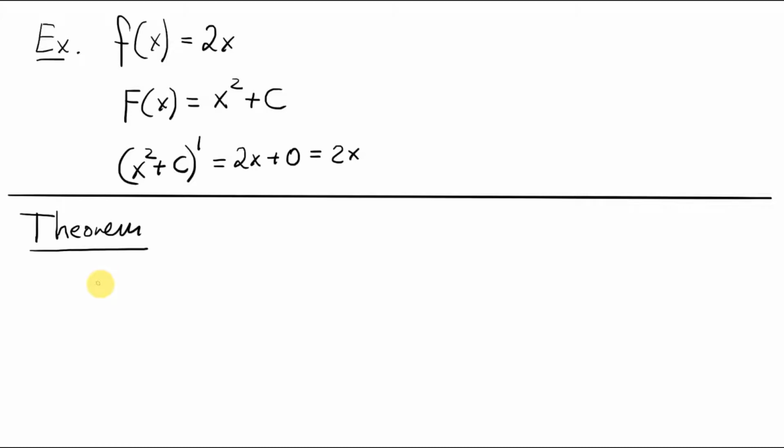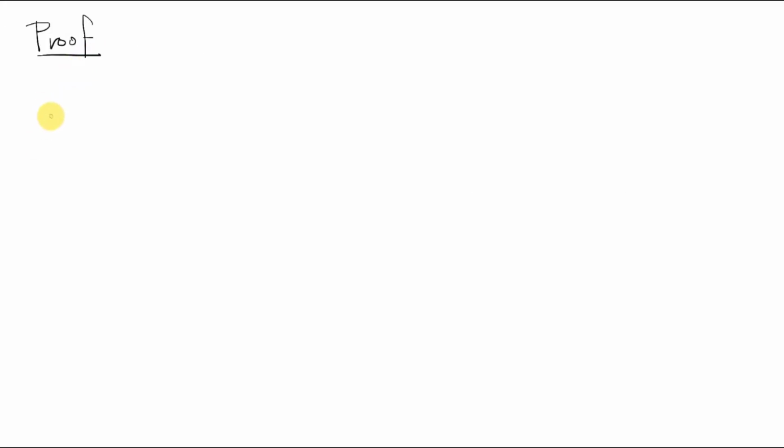So we can state this as a theorem. If you have a function and we have found one antiderivative of that one, then there are infinitely many others that we can find just by adding a constant here. So to every function there exist infinitely many antiderivatives. If you find one, then we find the rest by just adding a constant. And that we can prove.